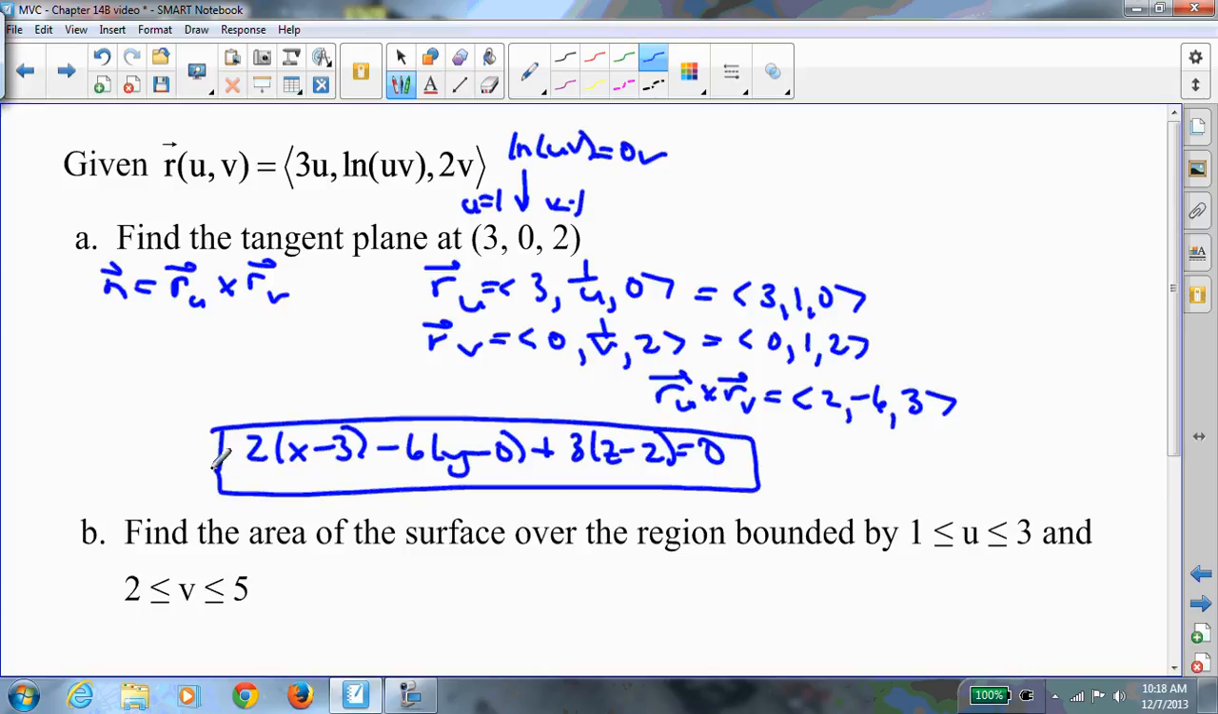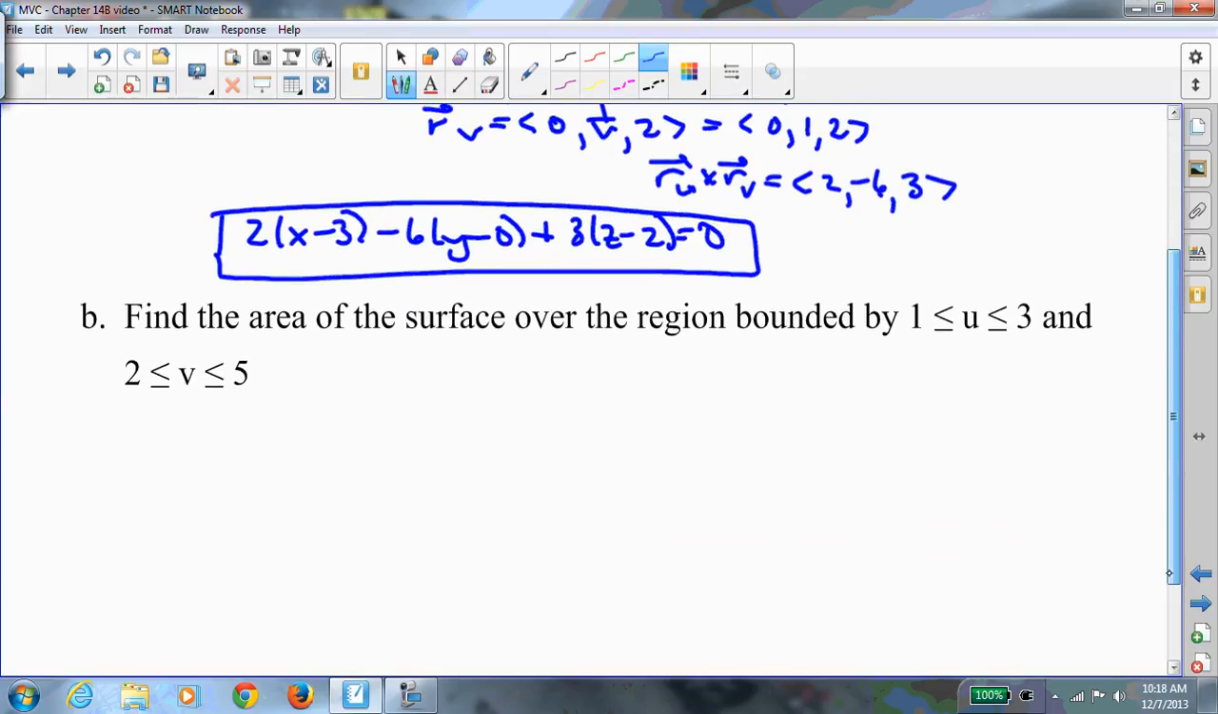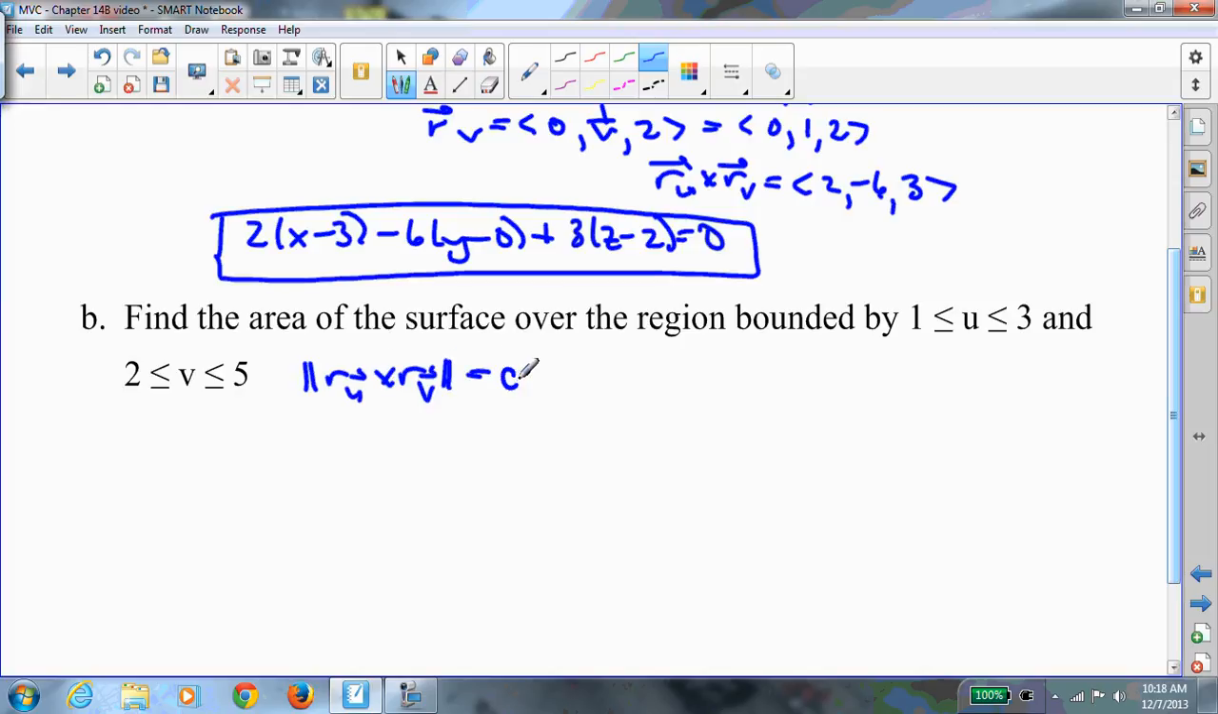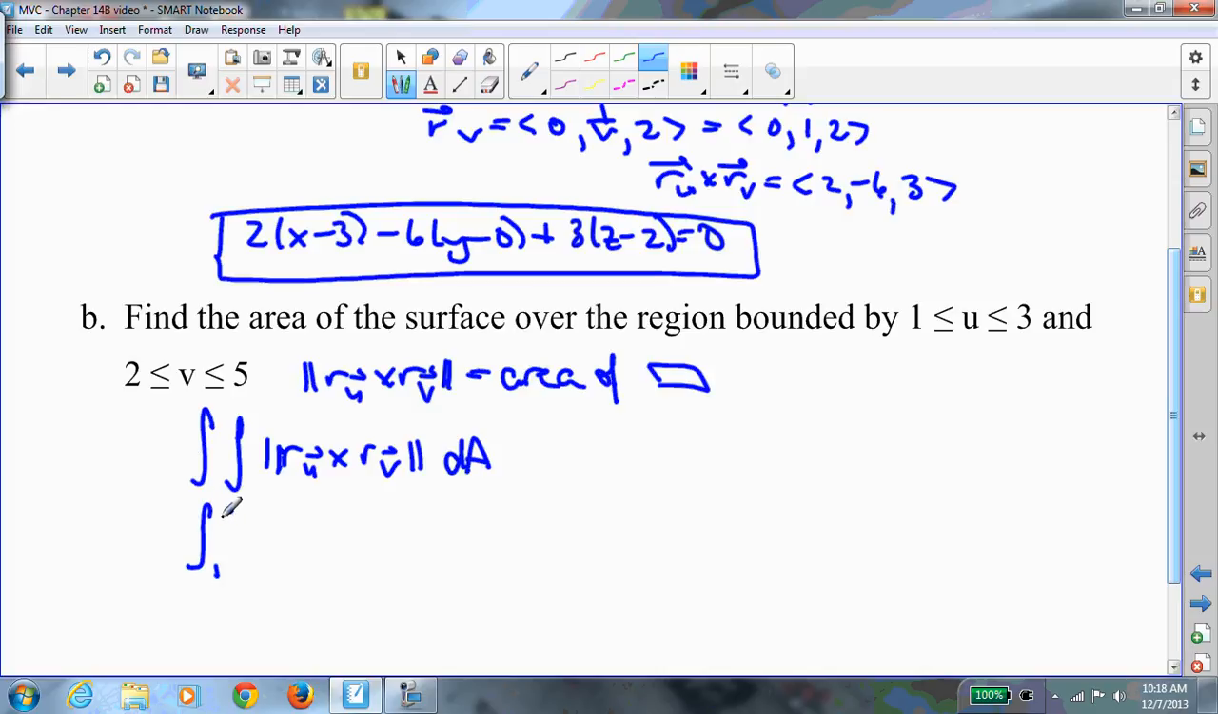Now, surface area component. So the magnitude of r sub u cross r sub v would represent the area of a parallelogram defined by r sub u and r sub v. So if I add up all these parallelograms, the double integral of the magnitude of r sub u cross r sub v, I will generate the surface area for this region between 1 and 3 and 2 and 5. So u's going from 1 to 3, v's going from 2 to 5. I'm going to take my r sub u and r sub v and cross them from above.